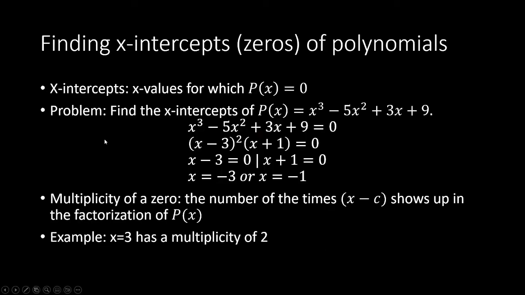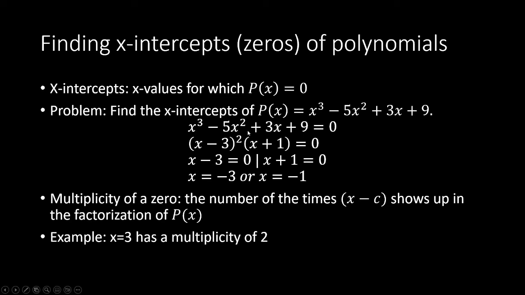So how do you find the x-intercepts or zeros of a polynomial? In order to do that, you have to factor it. In this case, you have x cubed minus 5x squared plus 3x plus 9. Now, if the x cubed was not here, we could use the quadratic formula. Since it is here, we cannot use the quadratic formula. For this one, we haven't covered the technique yet, so go with the factored form.